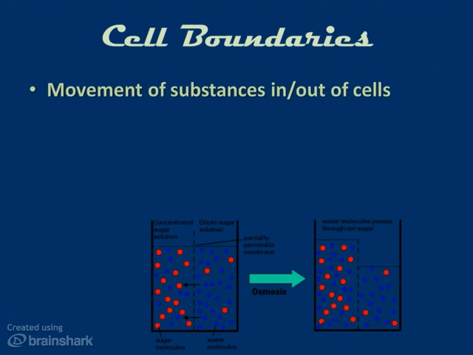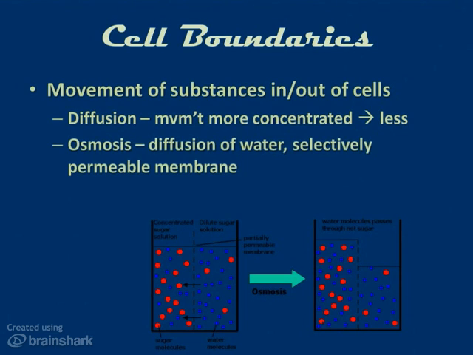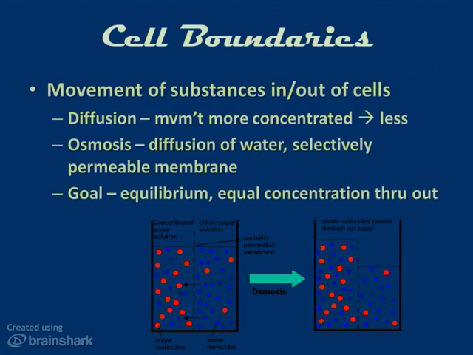Diffusion and osmosis are the two main processes that occur at the cell membrane and the cell wall. Remember that diffusion is the movement of materials from high concentration to low, like tea in hot water. And osmosis is the diffusion of water across a selectively permeable membrane, like a cell membrane. The goal of both of these processes is always equilibrium, or the equal concentration of materials throughout the cell. These cell parts and processes are vital then to homeostasis.